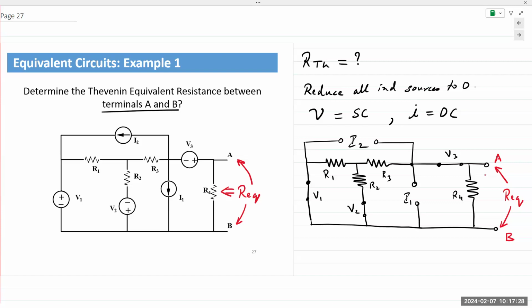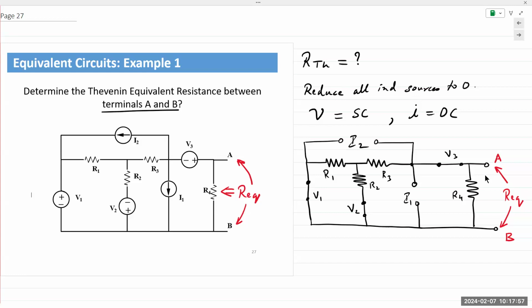And then the question was asked about dependent sources. That's another reason. If you have a dependent source in there, you cannot reduce a dependent source to 0. You can only reduce independent sources. Remember, the circular ones to 0. A dependent source, which is the diamond-shaped ones, they cannot be reduced to 0. So in that case, we again need to find Norton current, Thevenin voltage, and apply Ohm's law to find RTH.